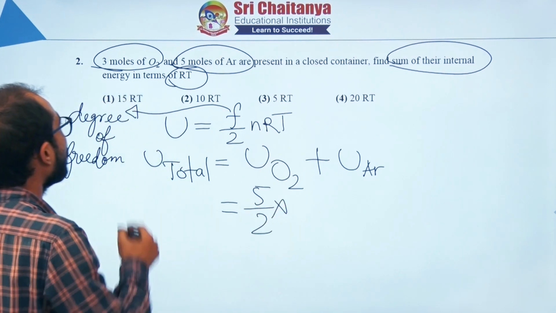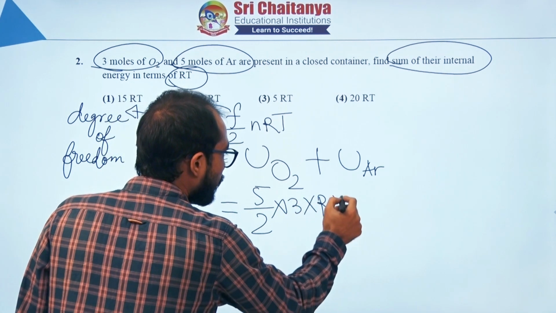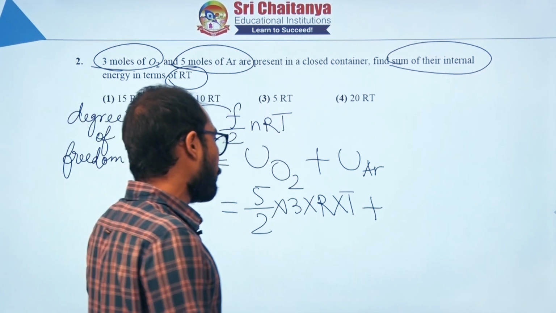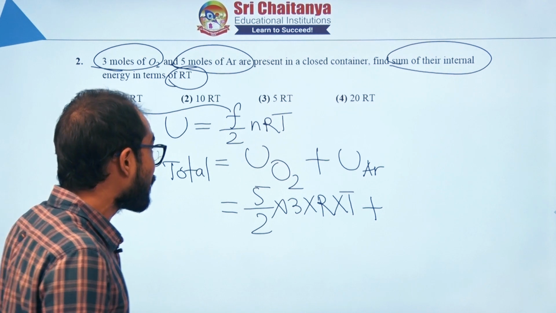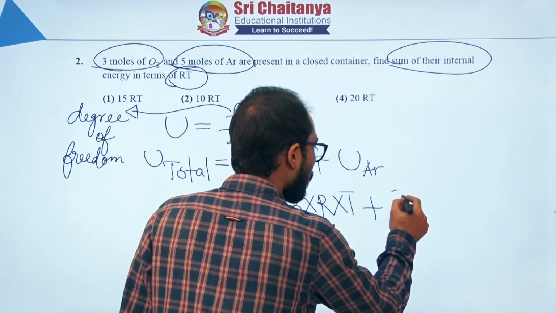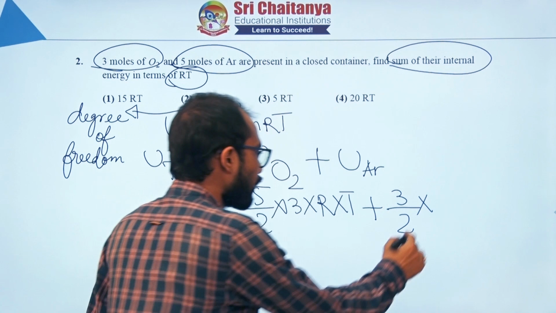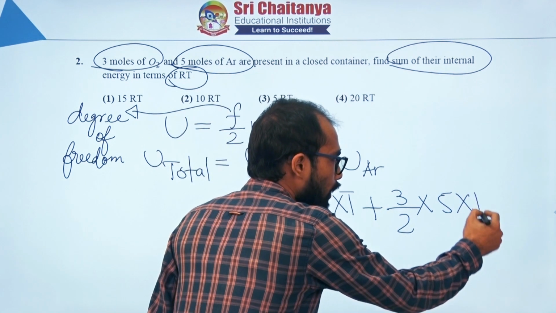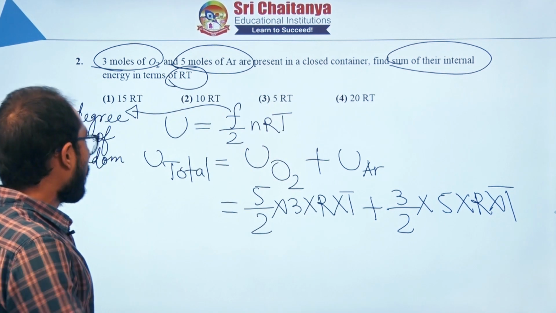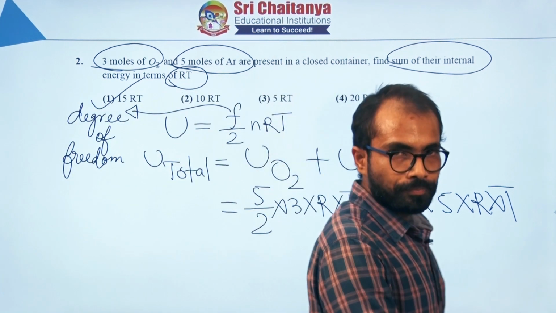What are the moles given? 3 moles. So we put 3, R and T, plus the internal energy of argon, which will again be f by 2 nRT. What is the degree of freedom for argon, which is a monoatomic gas? It is 3, so 3 by 2. How many moles are given here? 5 moles, so we put 5, R, T, and that's it. If you work it out, you will get the answer 15 RT. So let's move on to the next question.